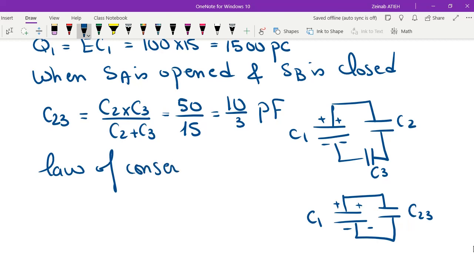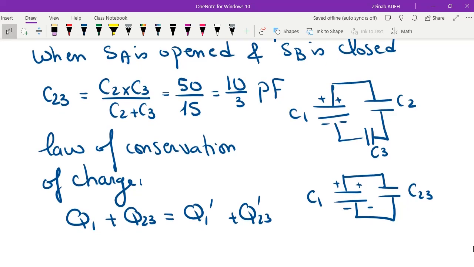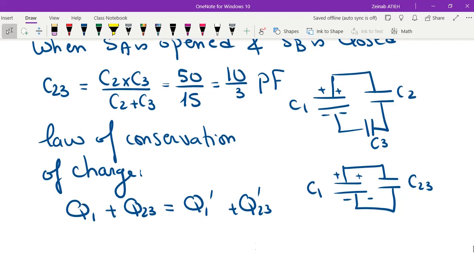I want to make two equations. The first equation is from the law of conservation of charge, and the second equation is that V1 prime equals V23 prime, meaning the voltages after equilibrium are equal. The law of conservation of charge says Q1, the charge of C1 before, plus Q23, which was neutral, its charge was 0, is equal to Q1 prime plus Q23 prime. Okay, so once we close the switch, the sum of charges is equal to the sum of charges after equilibrium.